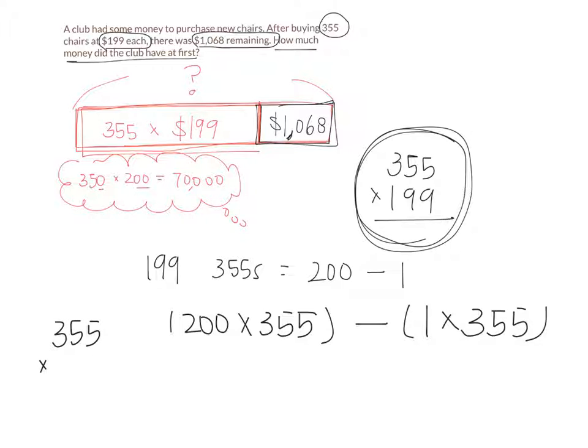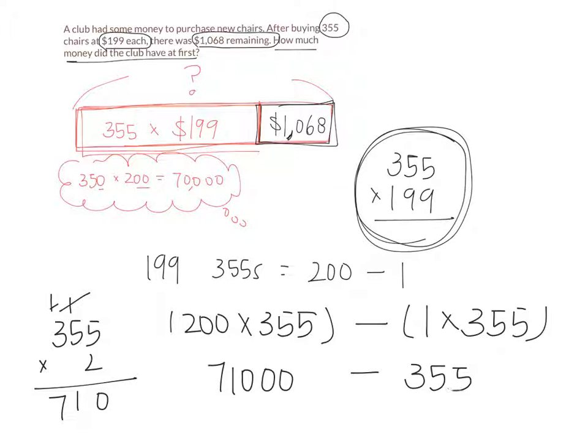355 times 2. What's 2 times 5? 10. What's 2 times 5? 10. Plus 1? 11. Okay. What's 2 times 3? 6. Plus 1? 7. So is 200 times 355 710? No, I have to add 2 zeros. Good. So 710, and I add 2 more multiples of 10. So it's 71,000, and then I have to subtract 1 times 355, which is?